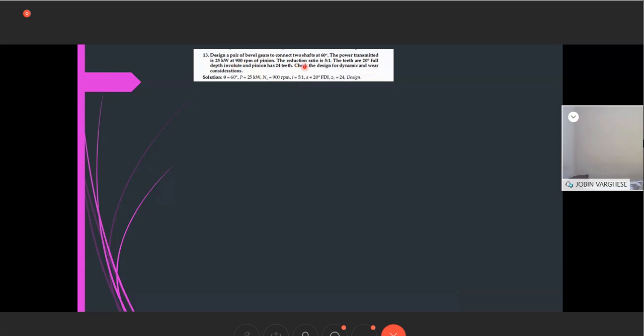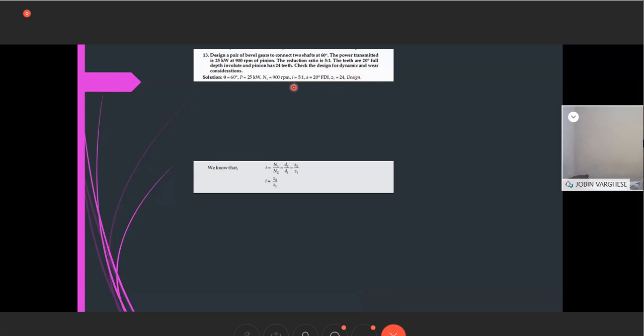Then the gear ratio, the reduction ratio, is 5:1. Then the pressure angle is given as 20 degree full depth involute. The pinion has 24 teeth, and we are asked to design it and check the design for dynamic and wear considerations. By dynamic we mean FD as well as FW. We check the design under those conditions. That is what the design of the gear means. So this is the initial stage of what we are trying to do.